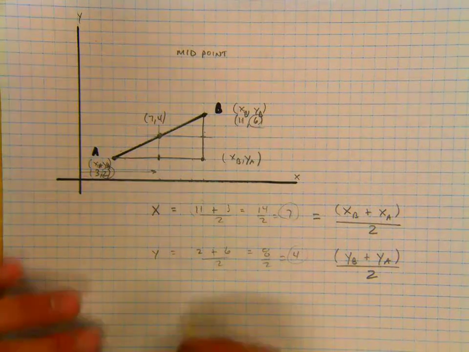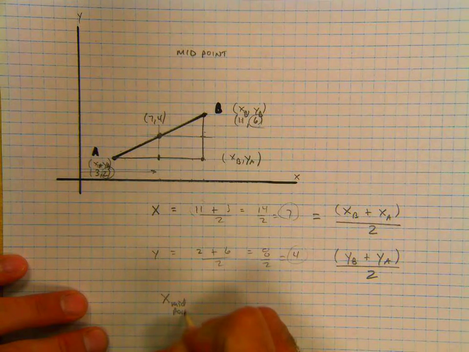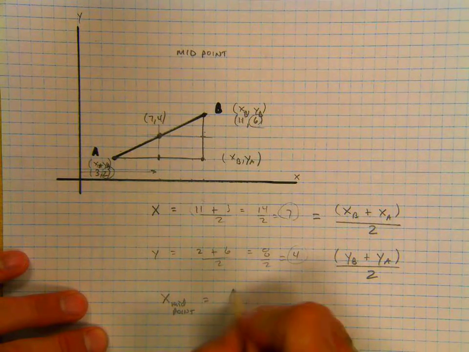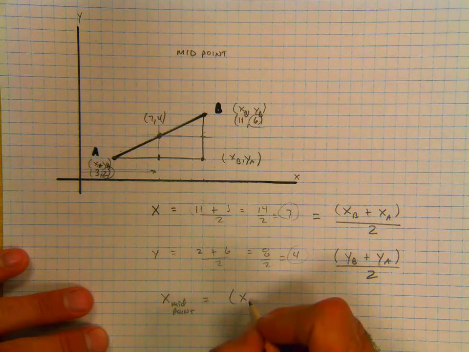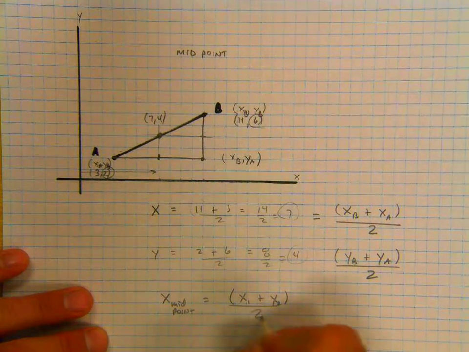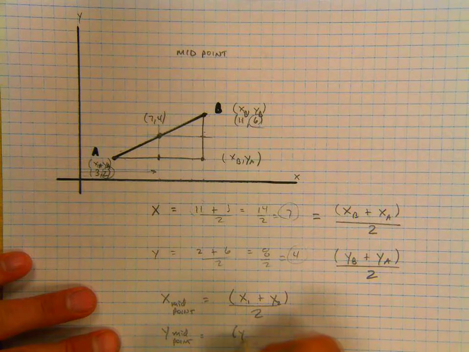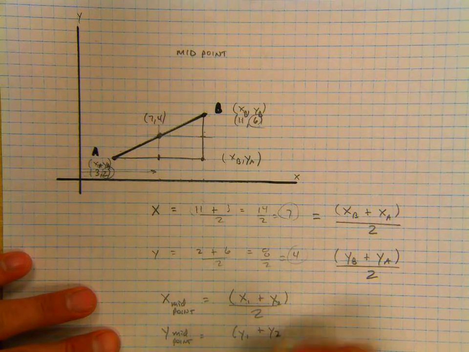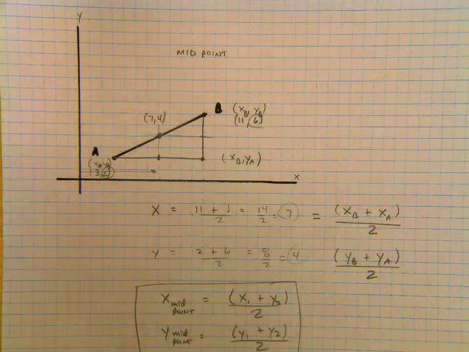Let's summarize. To get the x value of a midpoint, it's going to be the x value of the first point plus the x value of the second, divided by 2, and the y value of the midpoint is going to be the y value of the first plus the y value of the second, divided by 2. That is the midpoint formula.